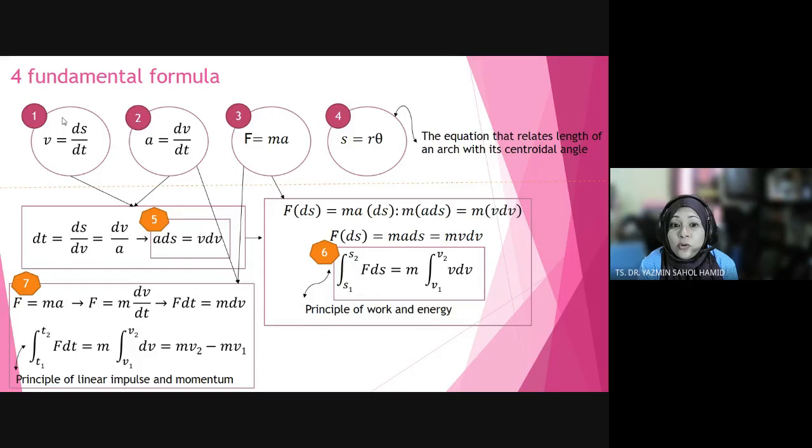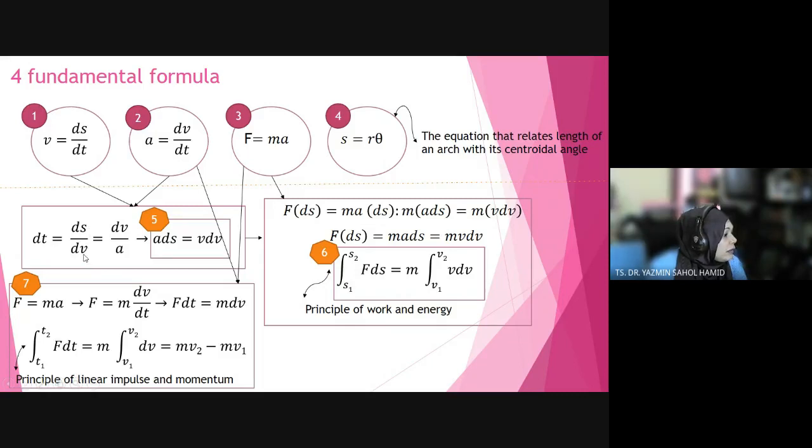Now, formula number 5 is actually a combination of formula number 1 and 2. So if you notice here, dt equals ds over dv. So what I did was, okay, all right, dt equals ds over dv.